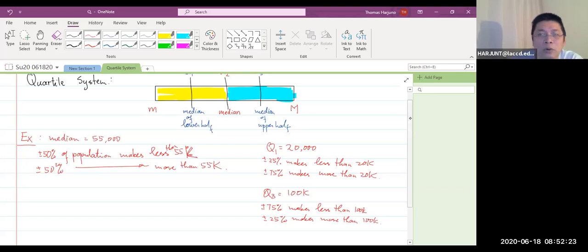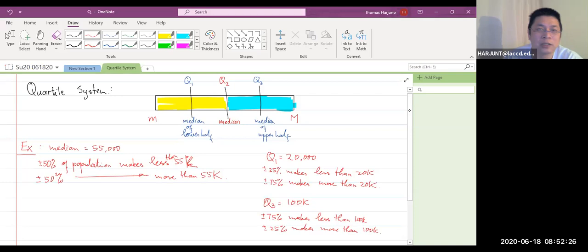So you will see the quartile system separates the data set into 4 equal parts. The first quartile is the median of the lower half. The third quartile is the median of the upper half. That's the basic understanding. Now let's go into details. Keep in mind that the first quartile is the median of the lower half, and the third quartile is the median of the upper half.